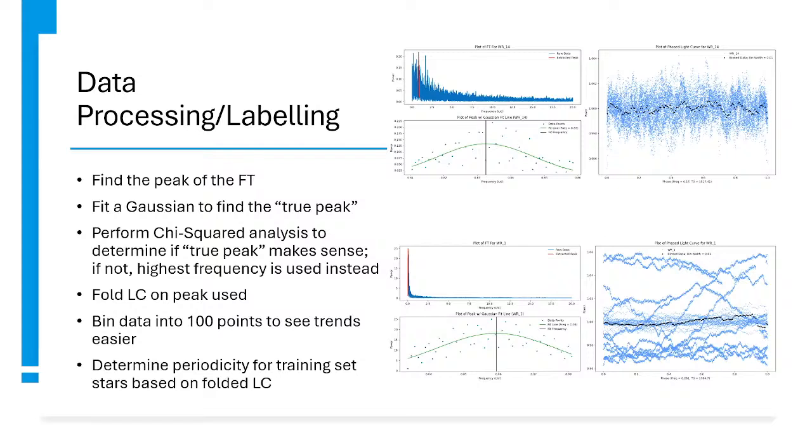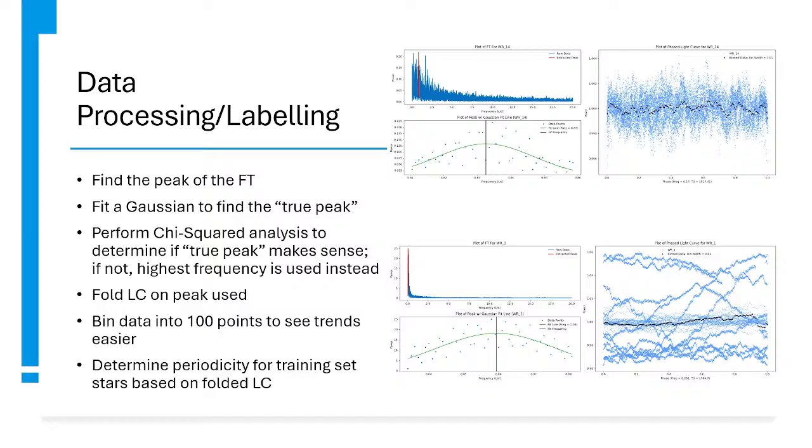Once I got that, I could fold the light curve on the peak that I used, and then I binned the data. That would be the plot on the right over here for both of these, the black points that I have. I binned it into 100 values for each one. And then I could classify it. I looked at all 49 of my training set, and I classified them just by looking at them.